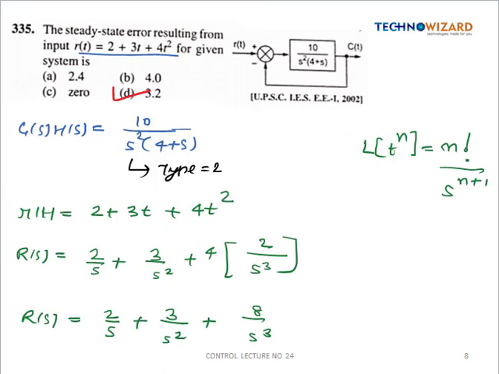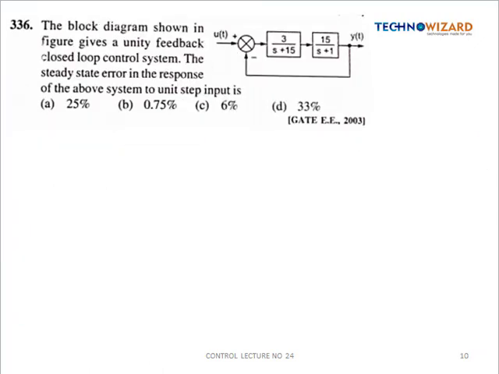Next question is, the block diagram shown in the figure gives a unity feedback closed loop control system. The steady state error in the response of the above system to the unit step input is. So now the input is unit step, and we have to find out the steady state error. So let us find the open loop transfer function G(s) H(s). As it is unity feedback, H(s) is 1.